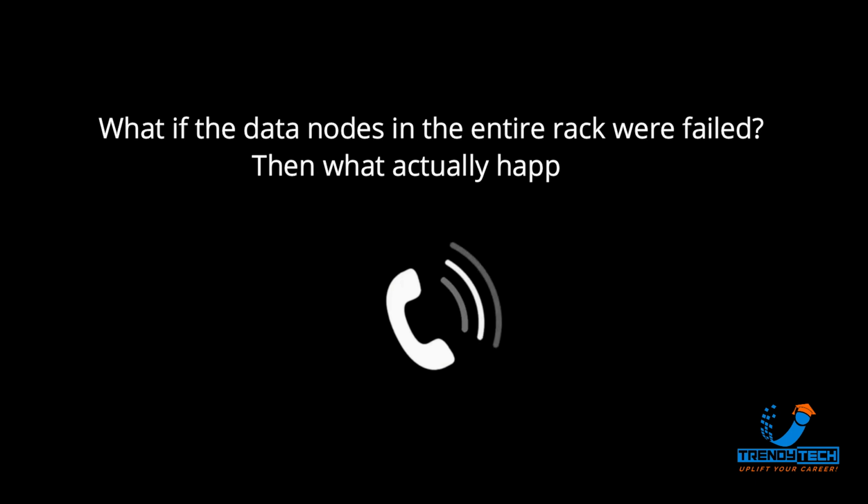Okay, so what if the data nodes in the entire rack failed, then what actually happens? So that's why, at least, not all the replicated ones are kept in the same rack. They're kept in two different racks, so that if in one location the rack fails, we can go somewhere else and find the data somewhere else. Okay, in some different location. Yeah, in a different location.